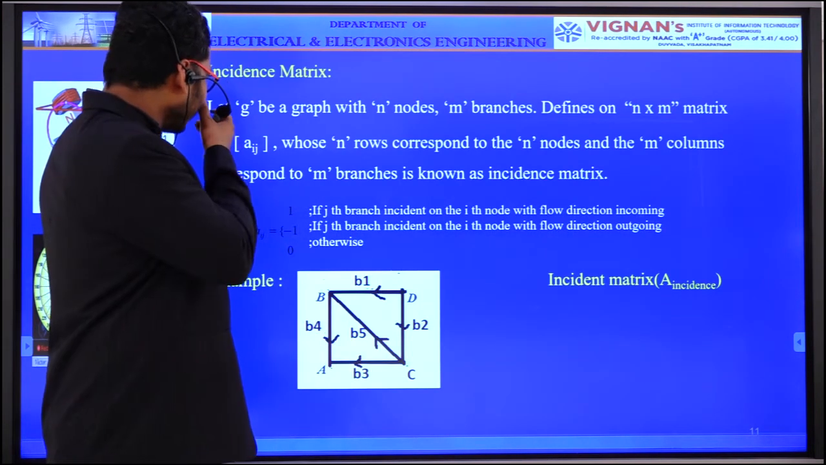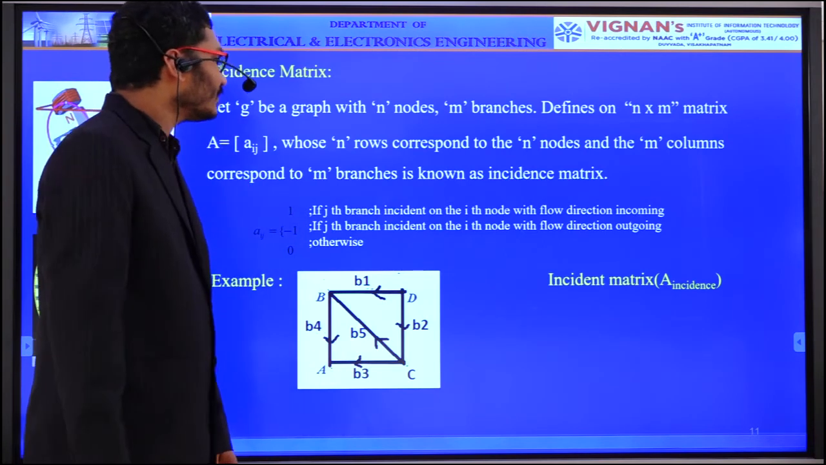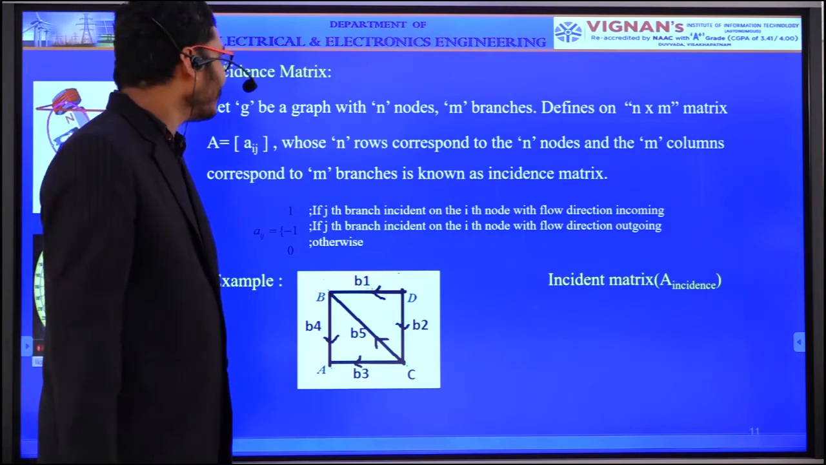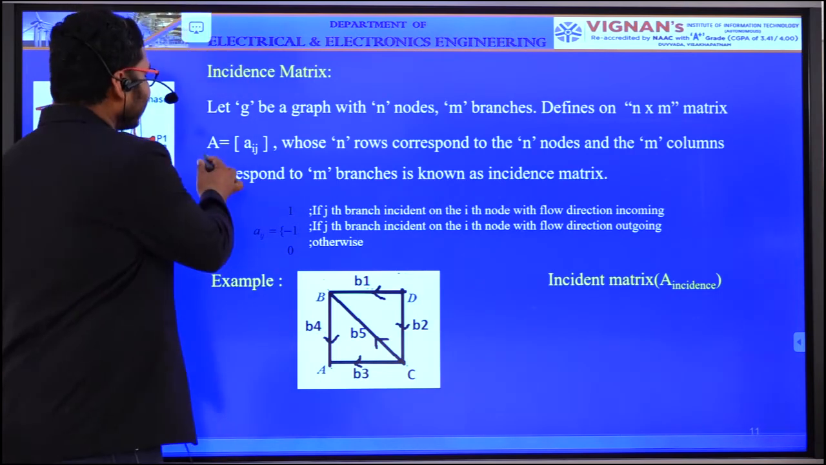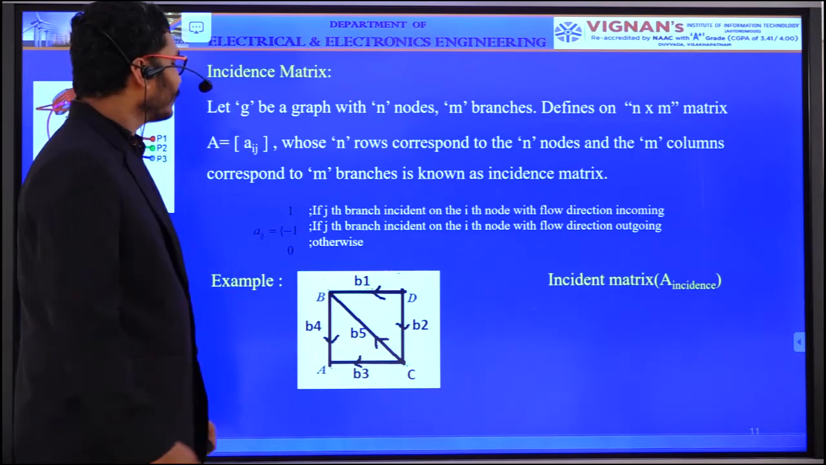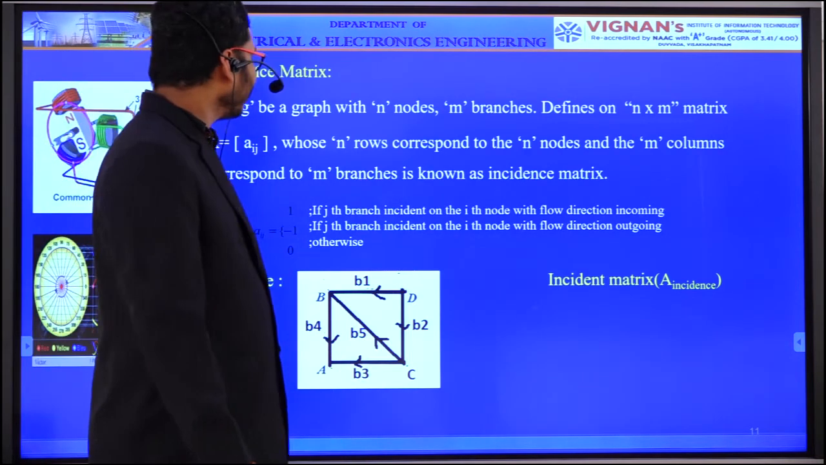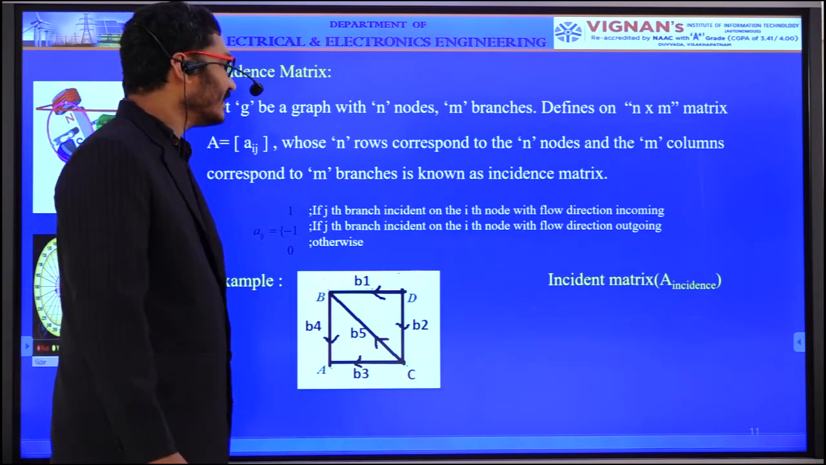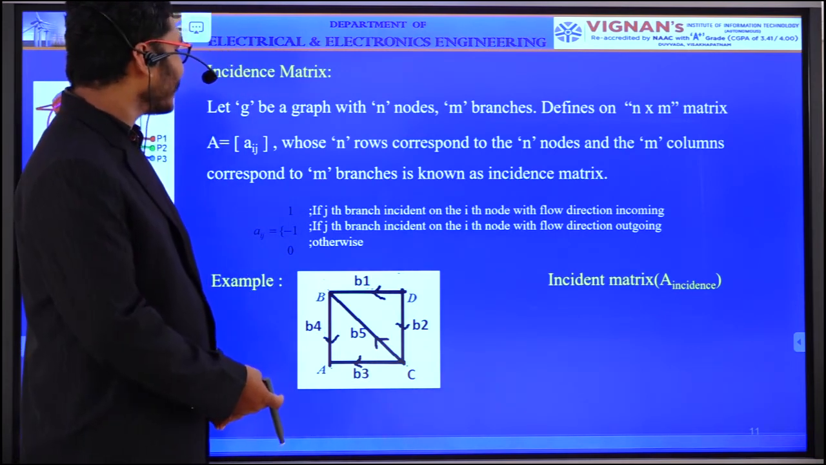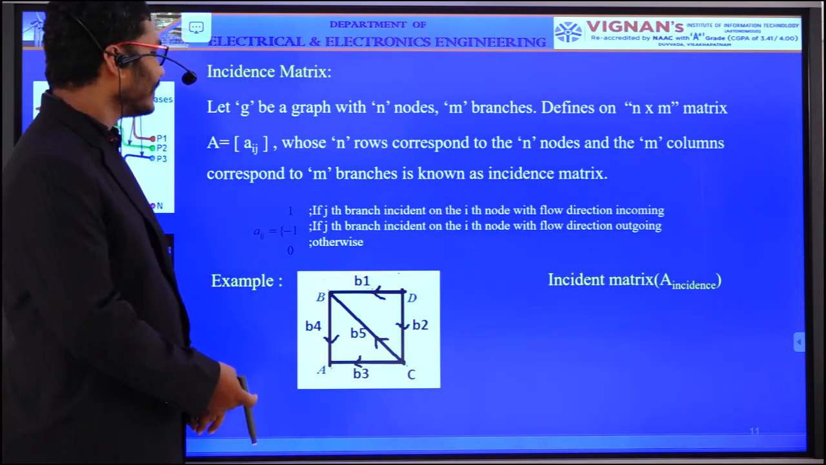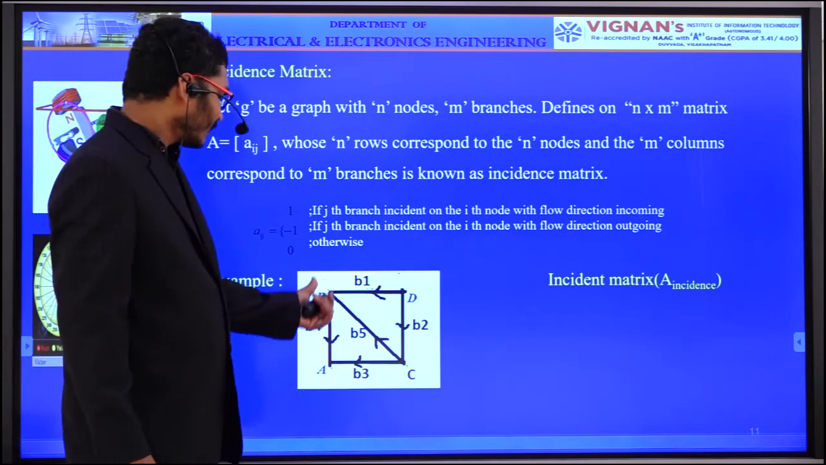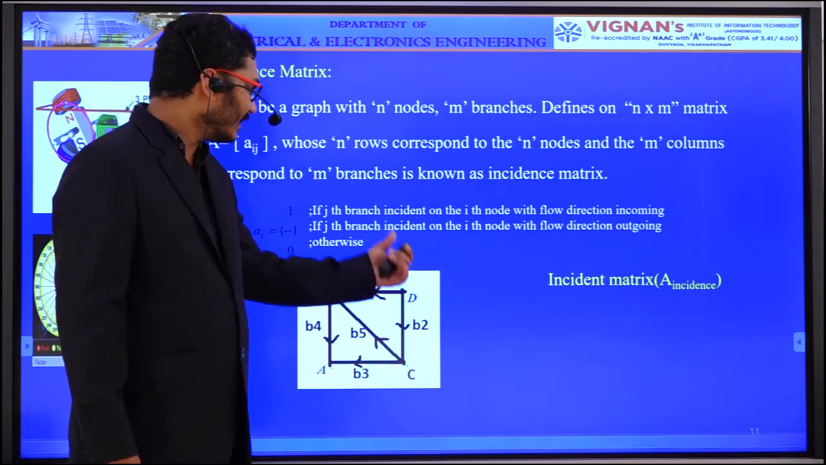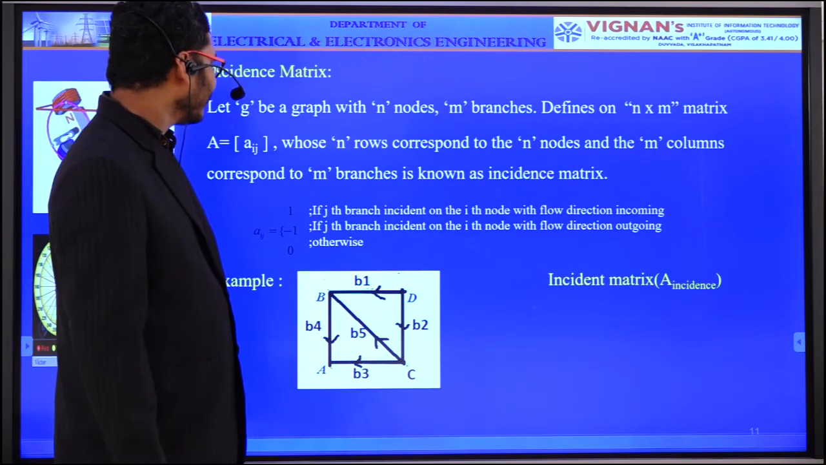Okay, let G be a graph with n nodes and m branches. This defines an n by m matrix A, where A is the incident matrix. A suffix ij are the elements of the incident matrix, whose n rows correspond to the n nodes and m columns correspond to the m branches. If you see how we derive the incident matrix for this graph, then you will understand. So what is the incident matrix?